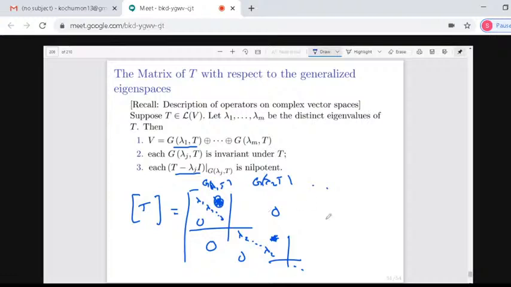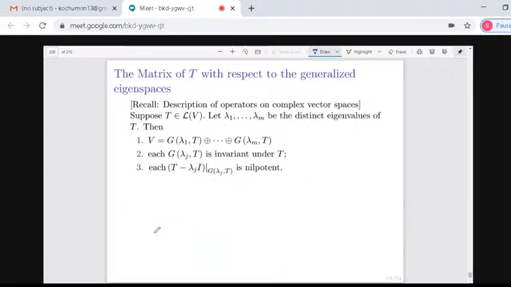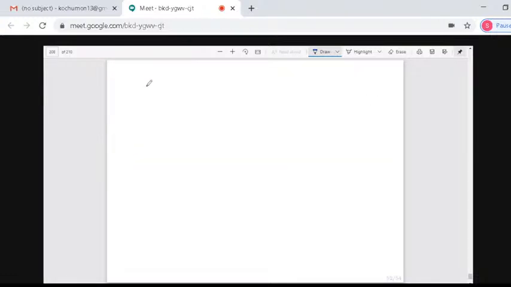So at the end, what we are getting is that the matrix of T is equal to a sum of lambda j times identity matrices of the appropriate dimension, plus a nilpotent matrix. This is what the matrix of T looks like. So we can look at the matrix of T on G lambda j T. We have T equal to lambda j plus nilpotent.